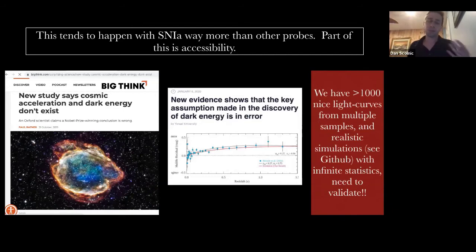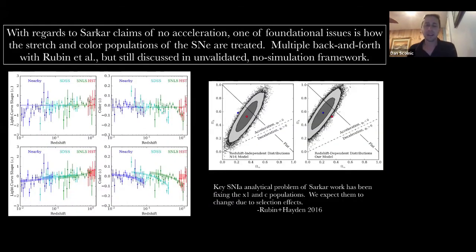Whereas when I put out Pantheon, I released thousands of simulated light curves and said, okay, before you try out something, here's the truth, here's realistic looking light curves, see that you can recover what I put in, and that's all fake. And then you can trust that you're doing the right thing. As far as I know, no one has used those simulated light curves, but they are out there on my GitHub page.